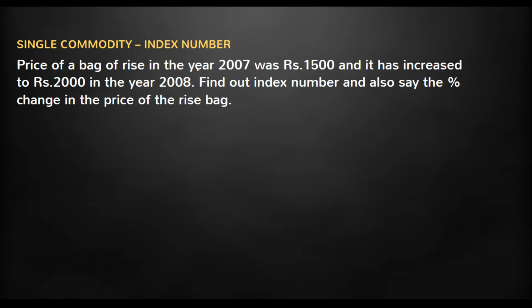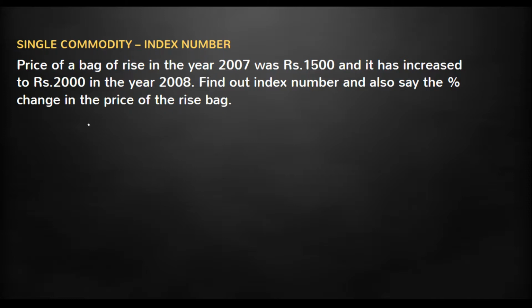नंबर फाइंड आउट करना है। क्वेश्चन को पढ़ते हैं। Price of a bag of rice in the year 2007 was rupees 1500 and it has increased to rupees 2000 in the year 2008. Find out index number and also say the percentage change in the price of rice bag.